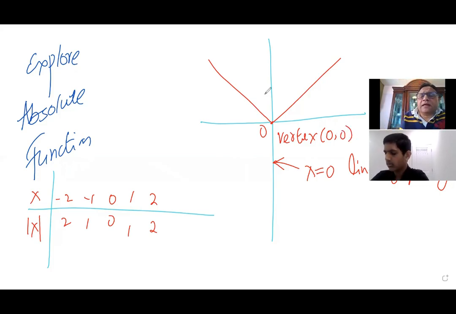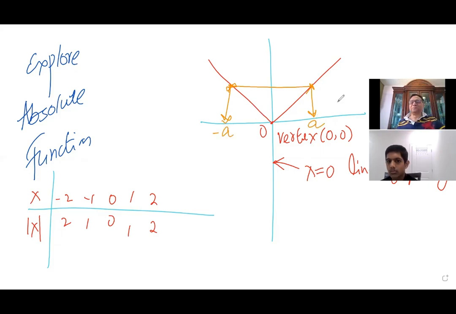You will notice, when I say line of symmetry, that means if I have a horizontal line, it is going to cross at two points which are the same distance away, right? If this is, let us say, minus a, then that will be plus a. Is that okay? Minus a, that will be plus a.